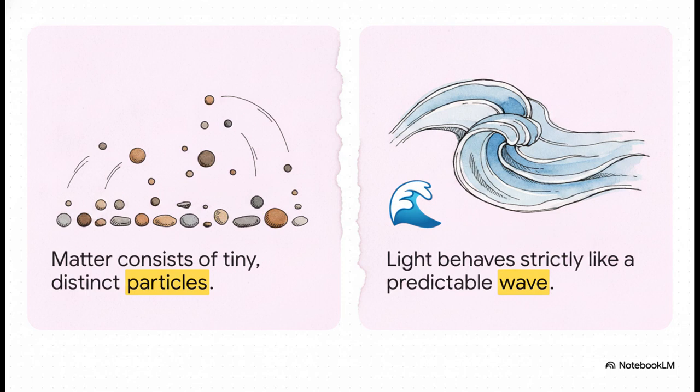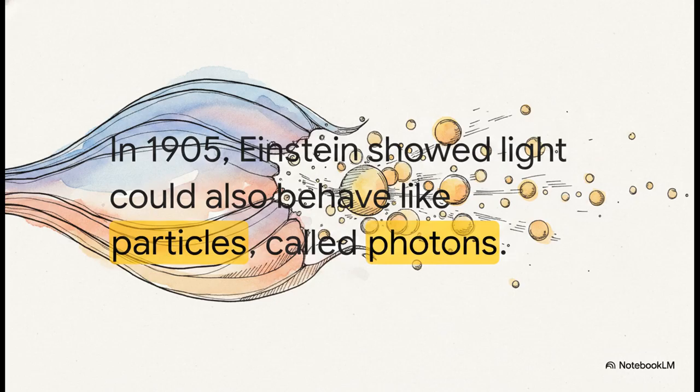Before the 20th century, scientists believed the universe was, well, essentially simple and perfectly organized. There was this very strict division in the classical view of physics. On one side, you had matter, which consisted of tiny, solid, distinct particles. And on the other side, you had light, which behaves strictly like a fluid, predictable wave. Everything had its place. The rules of the universe seemed completely settled. But as you might guess, that neat and tidy classical view didn't last.